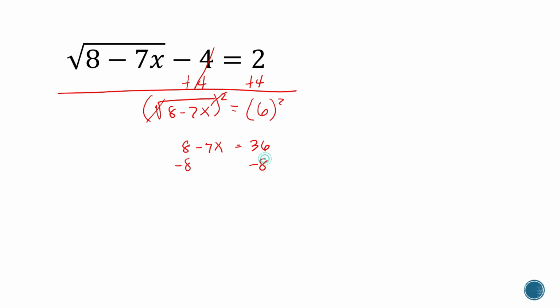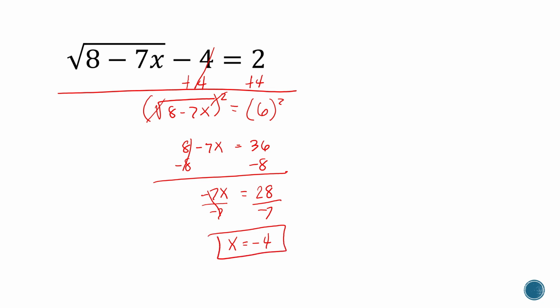Subtract 8 on both sides. This will be negative 7x equals 28. Divide by negative 7. So x equals negative 4. Let's go to the next one.